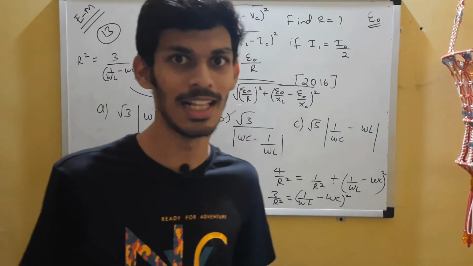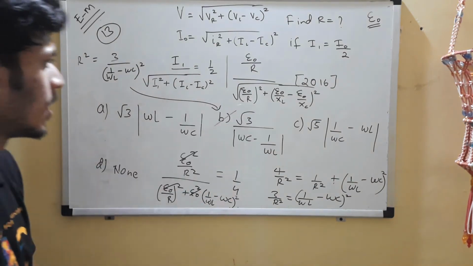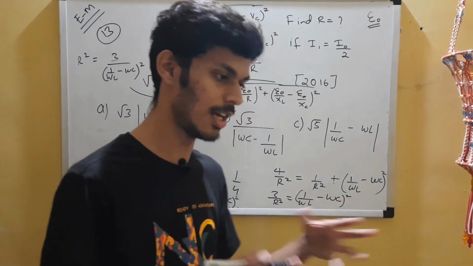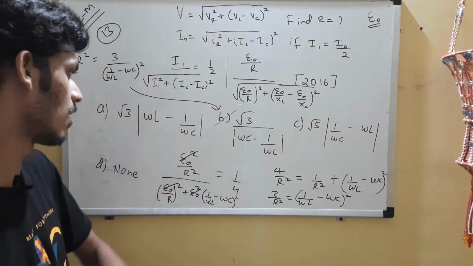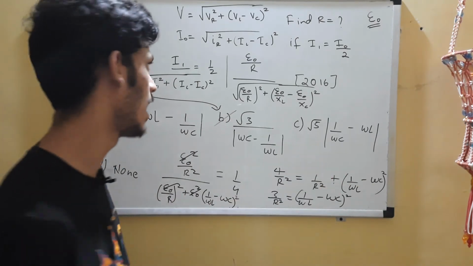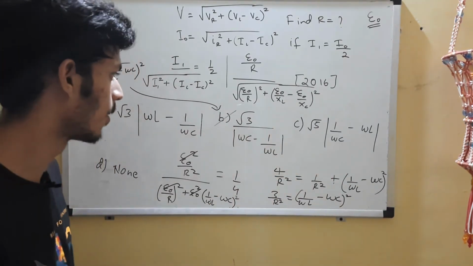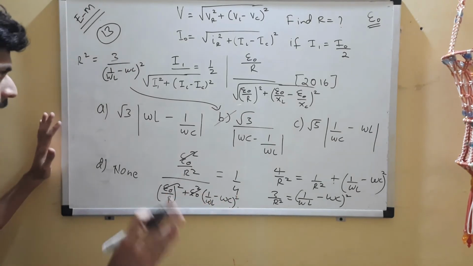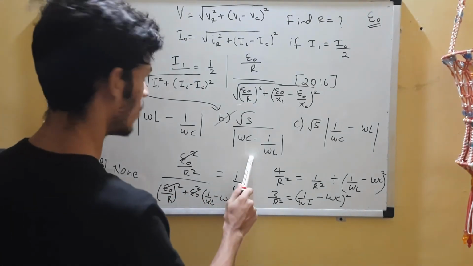somehow that E naught will get cancelled, right? So we substituted the current in terms of E naught everywhere, and that somehow cancelled. We solved it further and the answer was option B. And if you see dimensionally, it's the only correct answer.